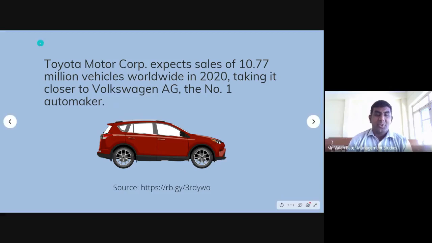Okay, so Toyota is one of the leading car manufacturers. Anybody know which country Toyota belongs to? Which country owns Toyota? Any idea? No, nobody is answering.